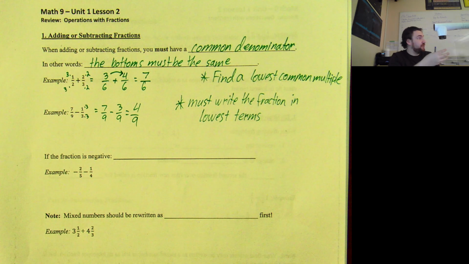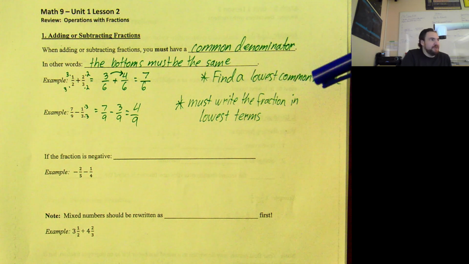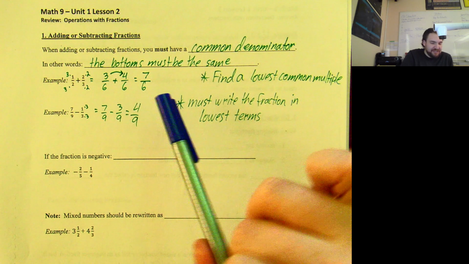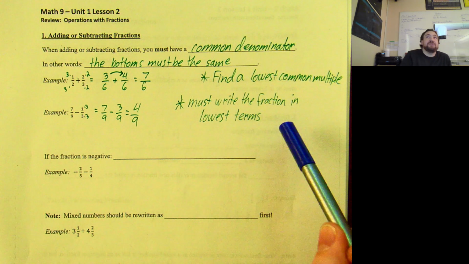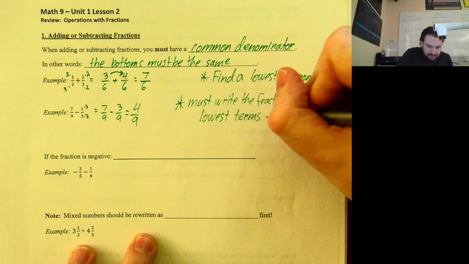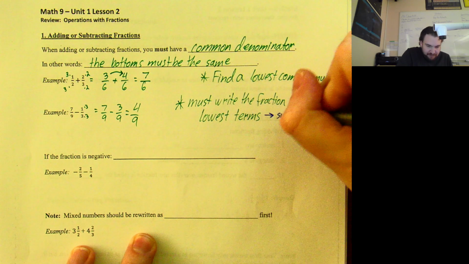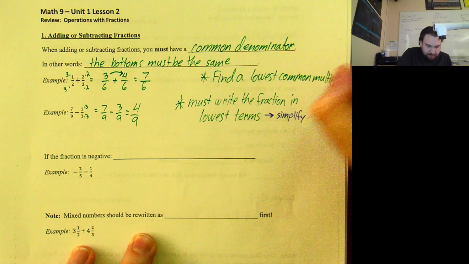Simplify or reduce. Those words can be used interchangeably here, okay? So if you can't find the lowest common multiple, whatever, find a multiple, make the denominators the same, and then at the end of it all, you must write the fraction in lowest terms, which means you simplify or reduce.